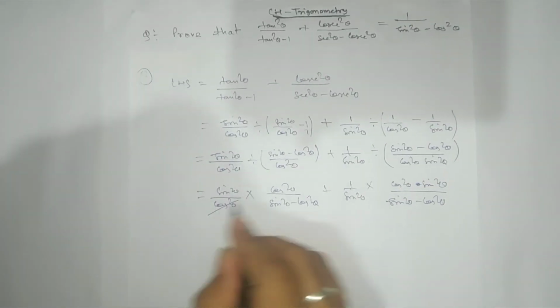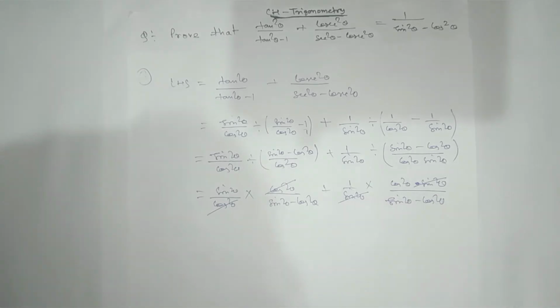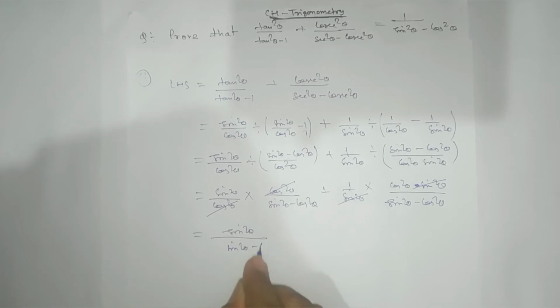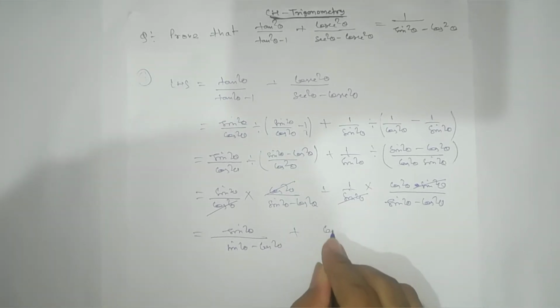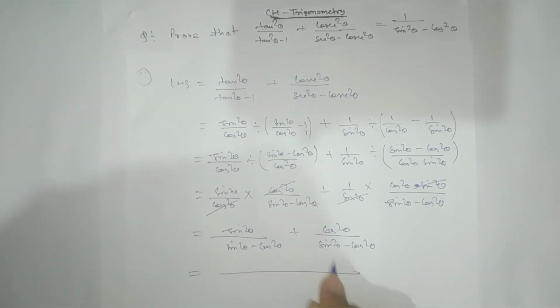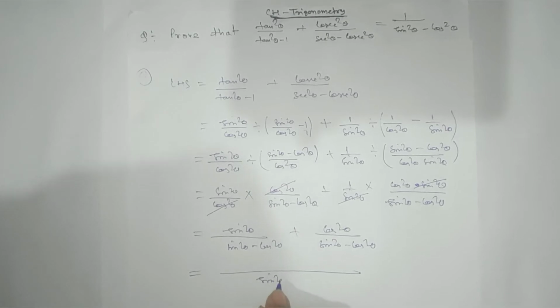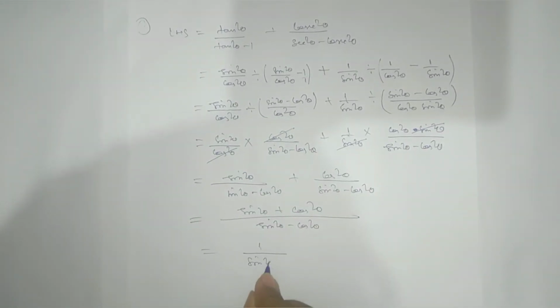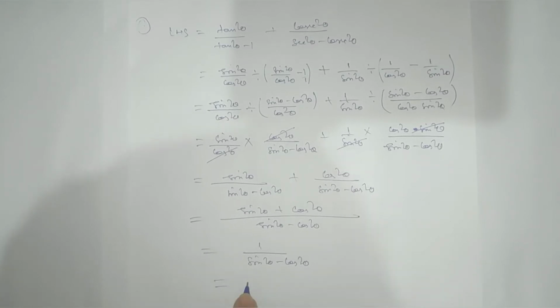Now we can see that cos square theta cancels, sin square cancels. We'll get sin square theta by sin square theta minus cos square theta, and here cos square theta by sin square theta minus cos square theta, and the LCM of these two will give you sin square theta minus cos square theta. You can see that both are the same, so we'll take them together in the same form, that is sin square theta plus cos square theta, and we know that sin square theta plus cos square theta gives you 1. That means 1 by sin square theta minus cos square theta, which equals your RHS, and hence proved.